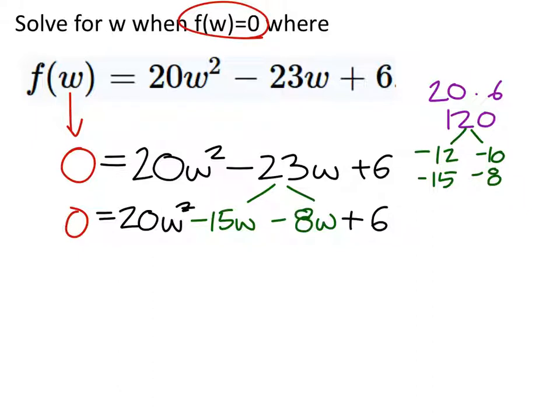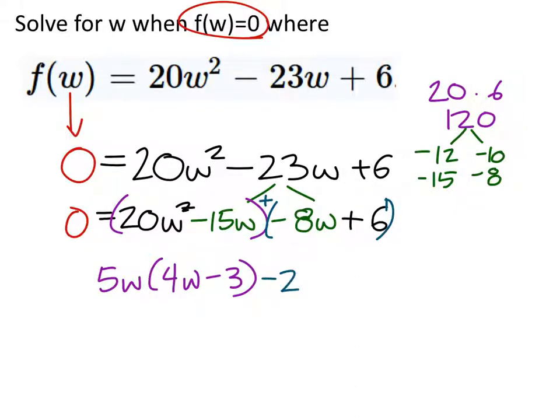Now I'm looking to factor by grouping. So from this first set, I appear to be able to factor out a 5 and a W, which leaves me with 4W minus 3. And now from the second set, we'll make that plus between those. I'm going to factor out a negative 2, which makes that 4W minus 3 right there. And all this equals 0, which we're not so concerned about yet, okay?